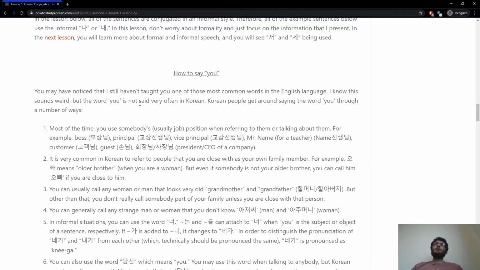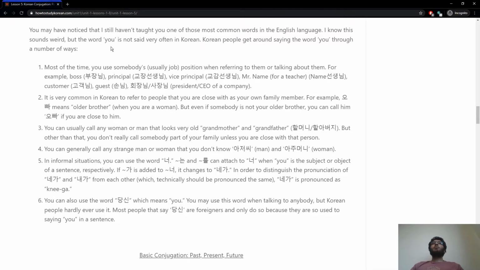So, what does he have to say about this? You've noticed I still haven't taught you one of the most common words in English language. I know it sounds weird, but the word you is not used very often. People get around saying the word you through a number of ways. Most of the time, you use somebody, usually a job position, when referring to them or talking about them.